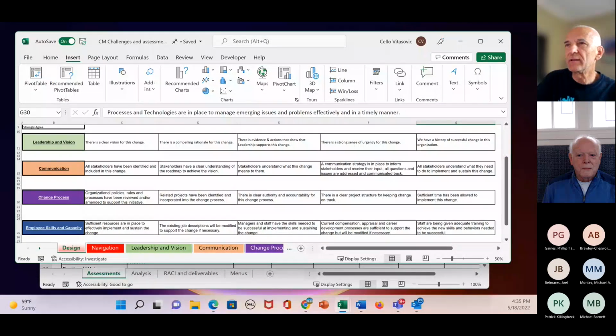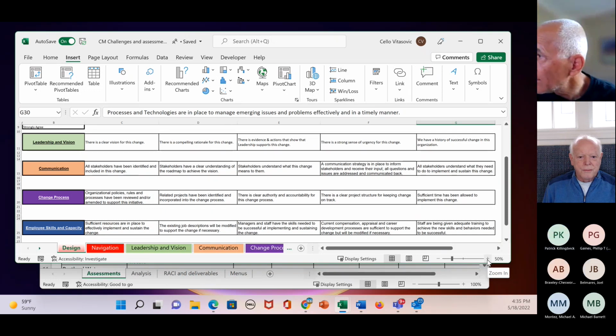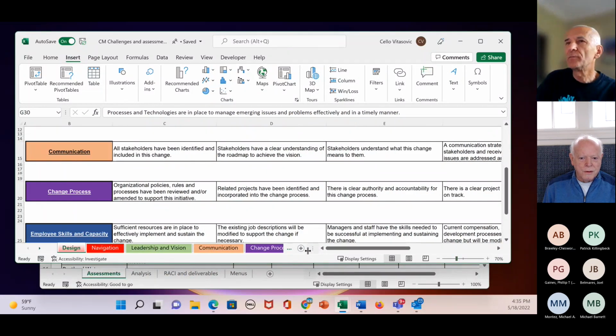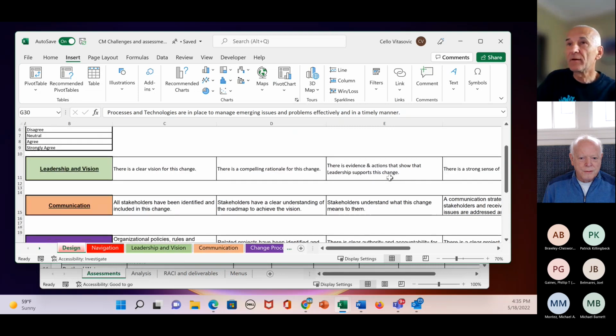So let me know, is this legible, or do I need to zoom in? Zoom in a little bit. Yeah, it's good if you zoom in a little bit. Even when I increase it on my screen, that looks better. Is this better? Okay.